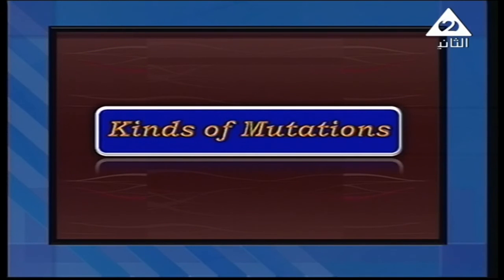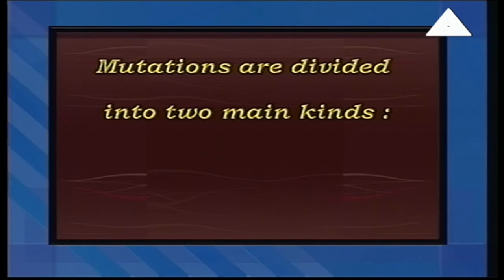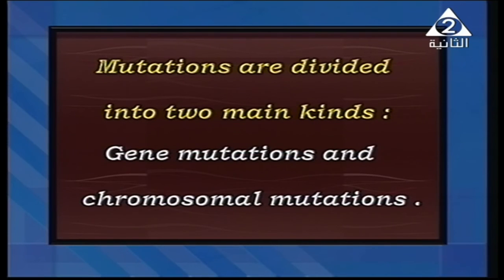We have different kinds of mutations, such as what? Mutations are divided into two main kinds. The first one, the genetic mutations, and the other one, which is what? Chromosomal mutations. So from its name, the genetic mutation or the gene mutations, they occur or happen to the gene itself, while the chromosomal mutation occurs via the chromosomes, or the changes that happen to the chromosomes.